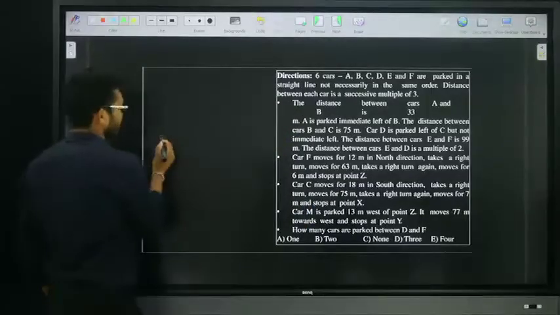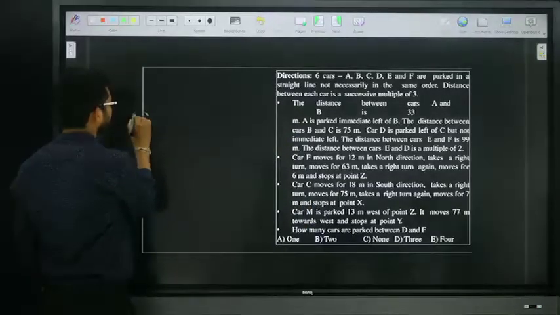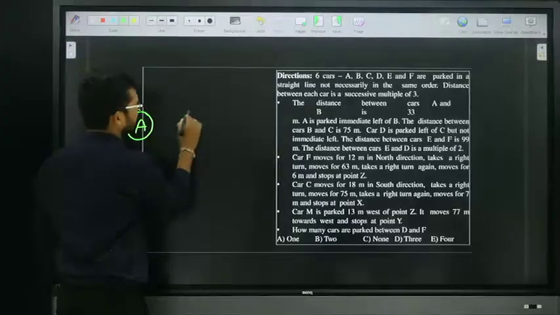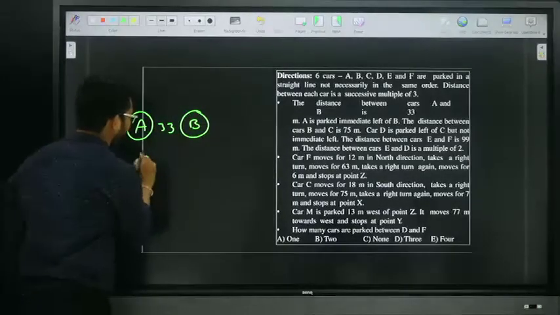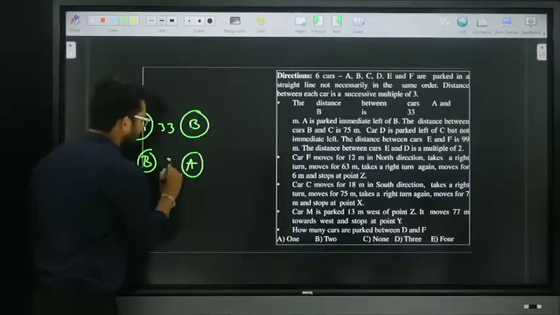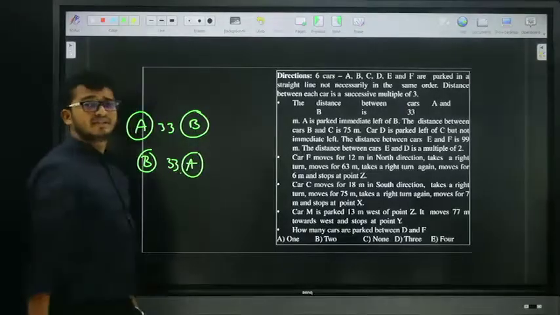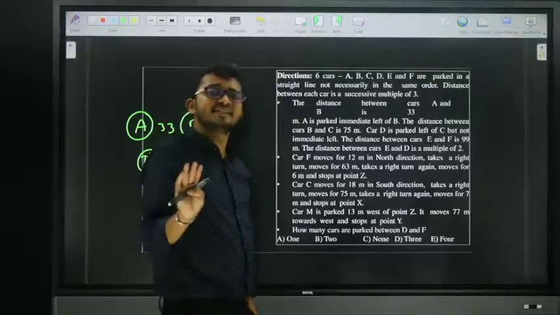Friends, take here. The measurement is one. See here. The distance between car A and B is 33 meters. Otherwise, the distance between B and A is 33 meters.